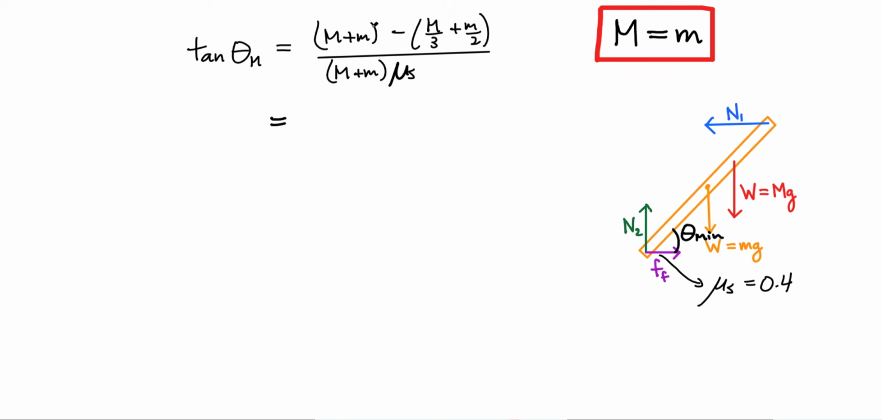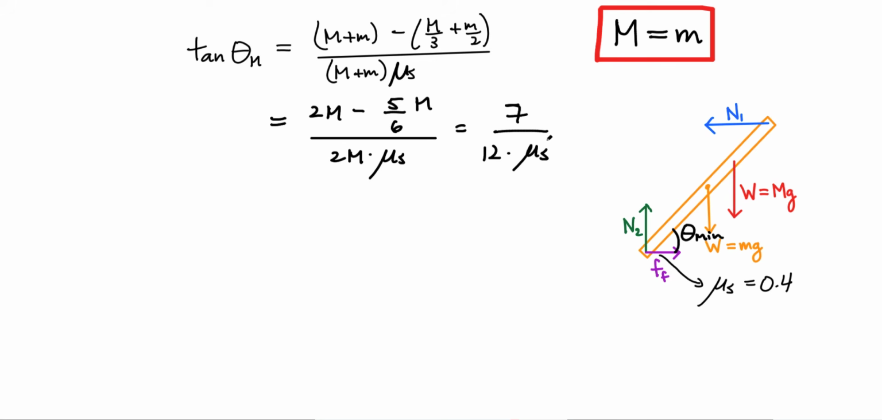If you make that assumption, basically what you end up getting here is 2m for this term. This guy here is still 5 over 6 m. And the denominator becomes 2m, multiplied by the coefficient of static friction. This becomes 12 over 6. That becomes 7 over 6. This looks like it becomes 7 over 12 multiplied by mu s.